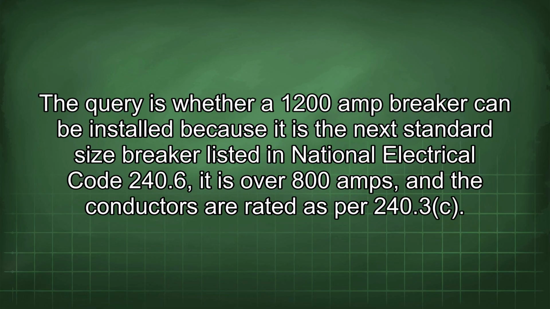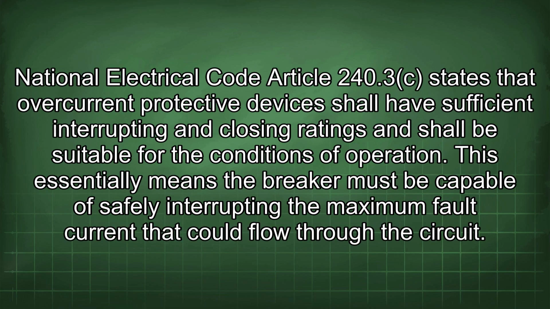The query is whether a 1200 amp breaker can be installed because it is the next standard size breaker listed in National Electrical Code 240.6. It is over 800 amps, and the conductors are rated as per 240.3. National Electrical Code Article 240.3 states that overcurrent protective devices shall have sufficient interrupting and closing ratings and shall be suitable for the conditions of operation. This essentially means the breaker must be capable of safely interrupting the maximum fault current that could flow through the circuit.